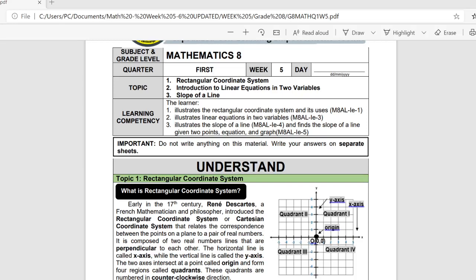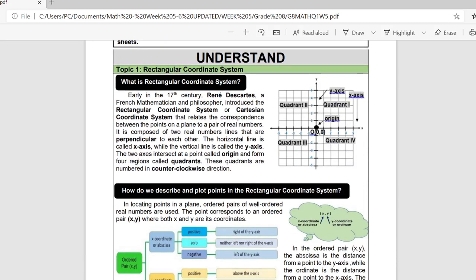Good day, everyone. Here we go again to discuss to you about the rectangular coordinate system. So our learning competency here is the learner must be able to illustrate the rectangular coordinate system and its uses. So we'll just focus first on the rectangular coordinate system. So what do you need to understand here? So what is the rectangular coordinate system?